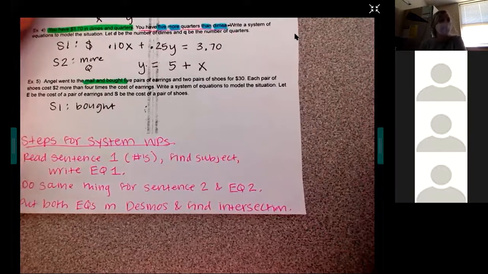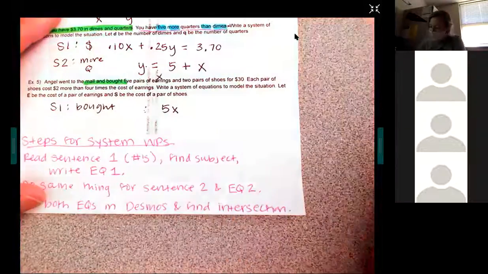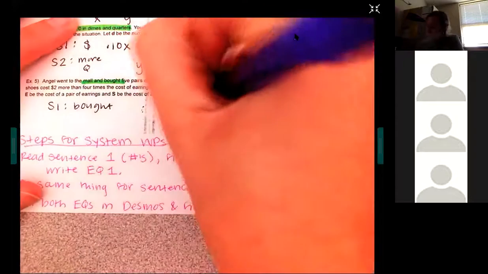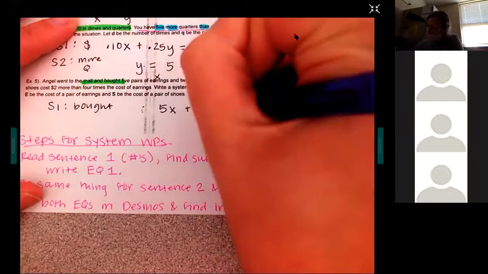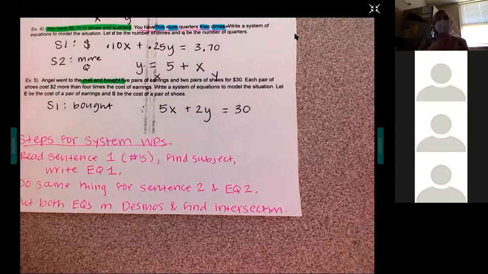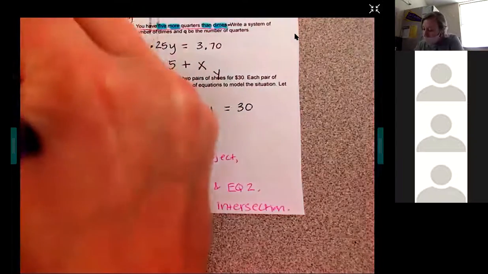So let me ask y'all a question. How many earrings did she buy? 5. Did y'all make earrings X or Y? I made it X. Okay, I'm going to put an X by it. That's fine with me. How many pairs of shoes did she buy? Y. Okay, so plus 2Y I heard. That's good. And what should it equal, Curtis? Good job. Anything she bought in that first sentence, that is the first sentence subject, so it goes together. How many of you were able to get that one? I think almost all of you that I checked on. Good.